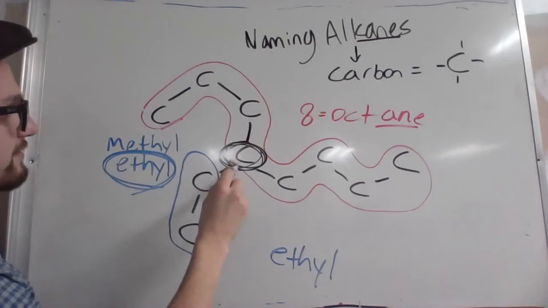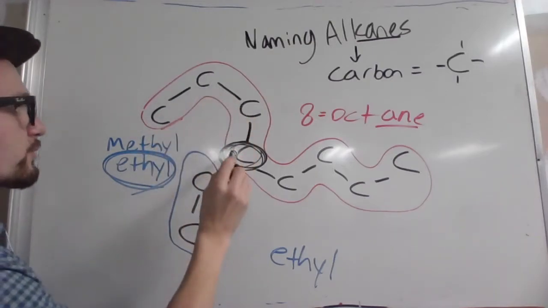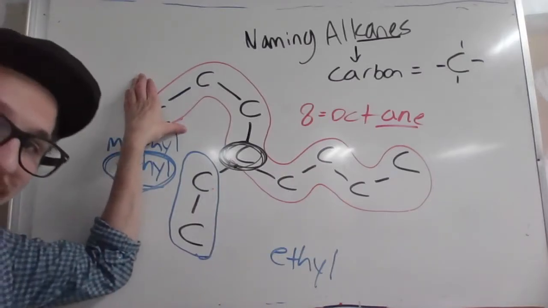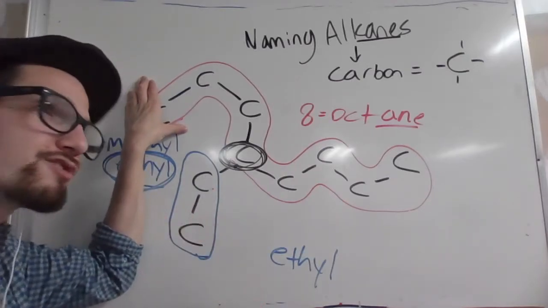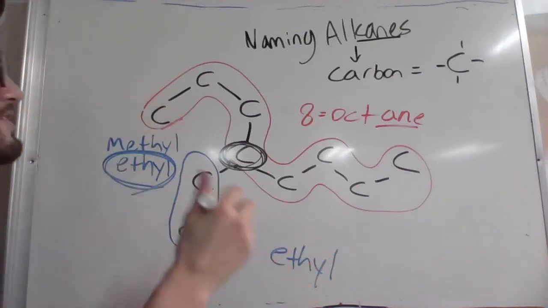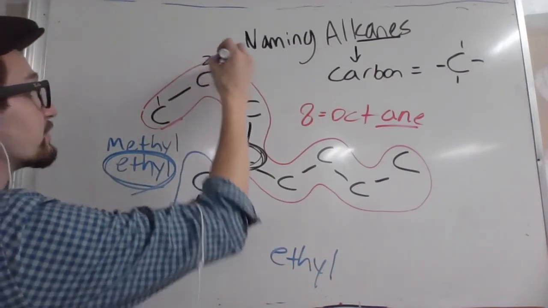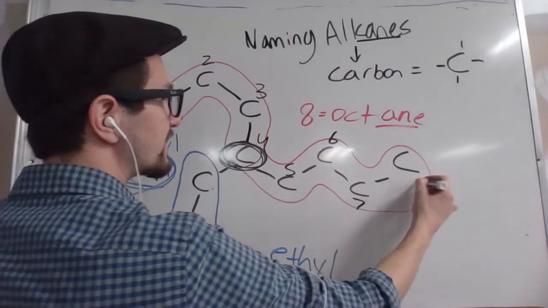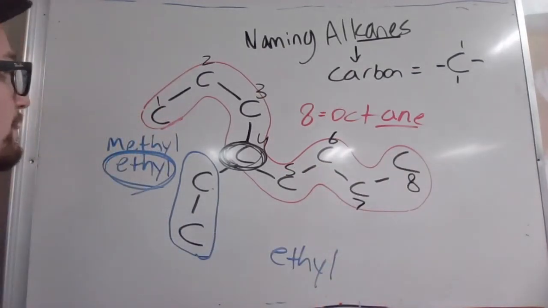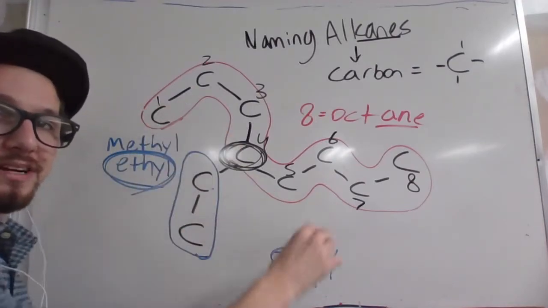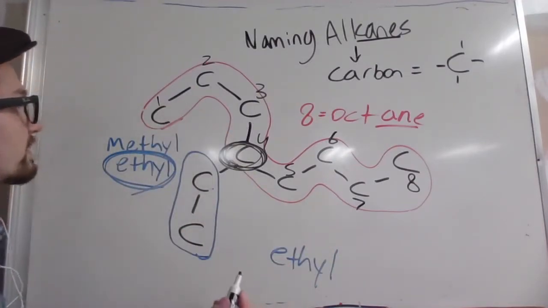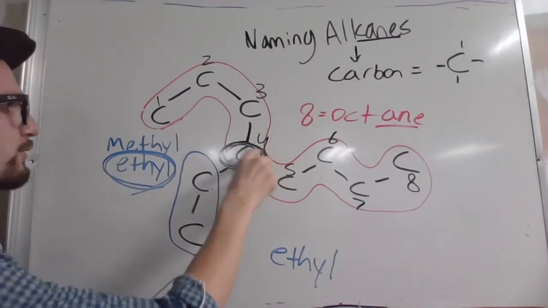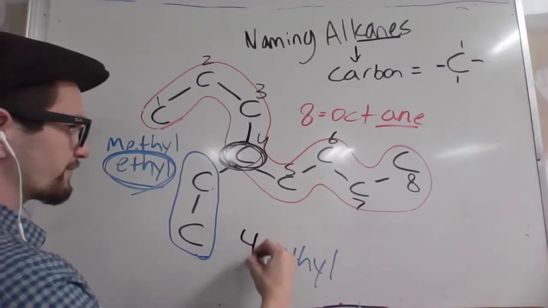So how many do I have to count to get here from the left? 1, 2, 3, 4. What about from the right? 1, 2, 3, 4, 5. It's closer to the left, so I have to number my carbons from left to right. So this is my first one, second one, third one, fourth one, fifth one, sixth one, seventh one, eighth one. Now that I've numbered them, I know which carbon my ethyl group is on, don't I? It's on the 4th carbon. So I'm going to write 4-ethyl.